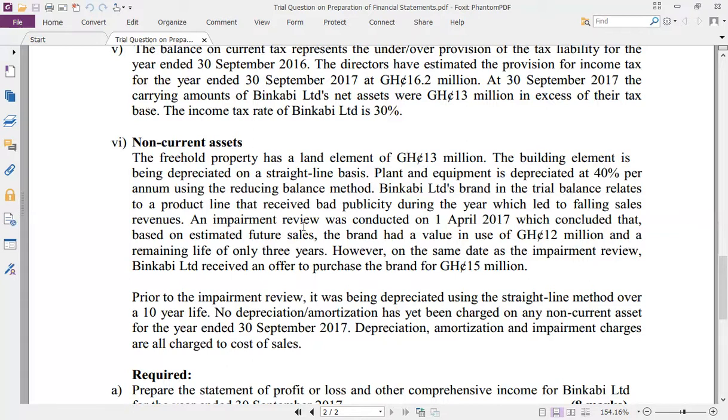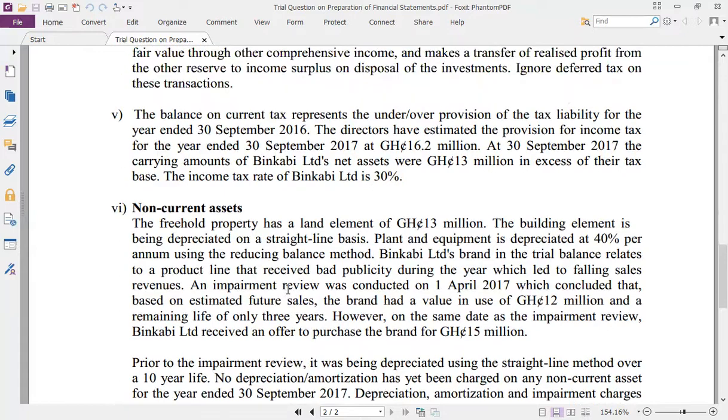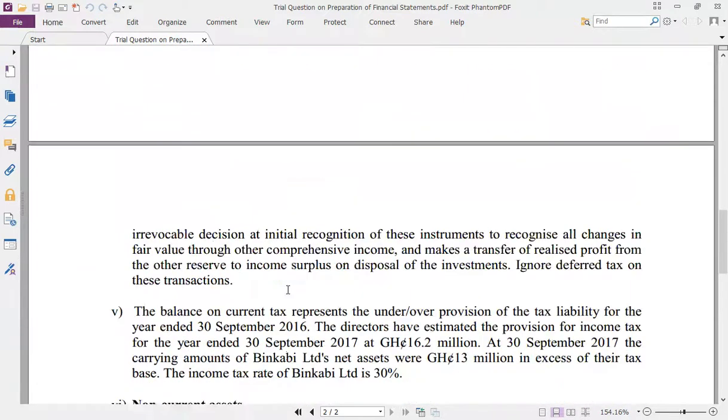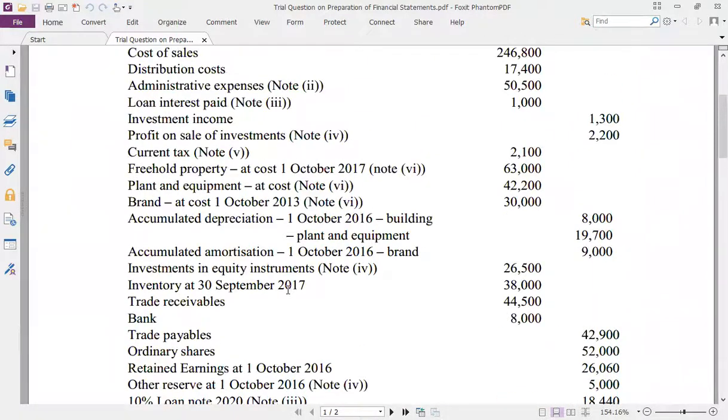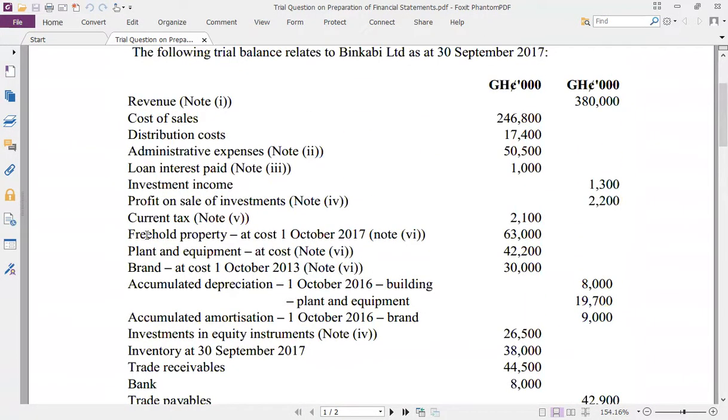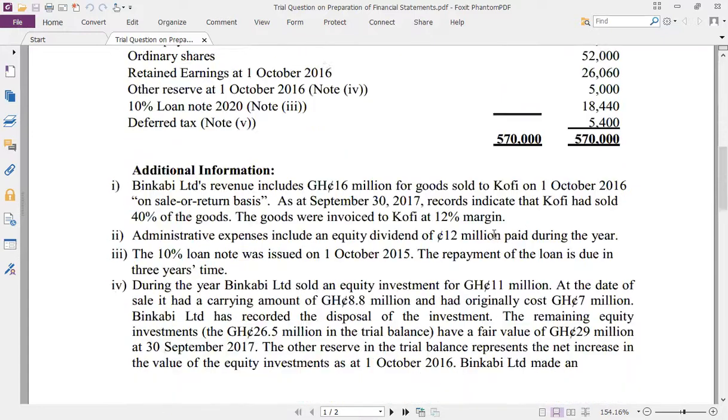Now, there's freehold property. The third property, I won't calculate depreciation, it's on a straight line basis. Good. Now, if you go to the trial balance, the freehold property is made up of land and building. If you check freehold property, you can see at 1st October 2017, the value is 63 million. They are saying that the land element is worth 13 million. So that means the building is 63 minus 13, and that will give us 50 million.